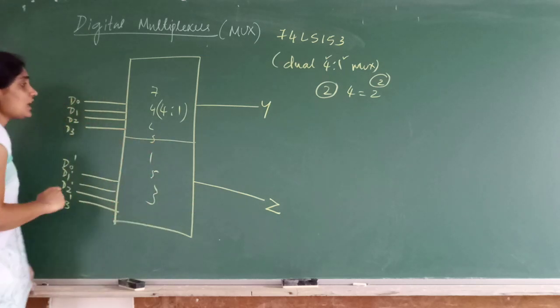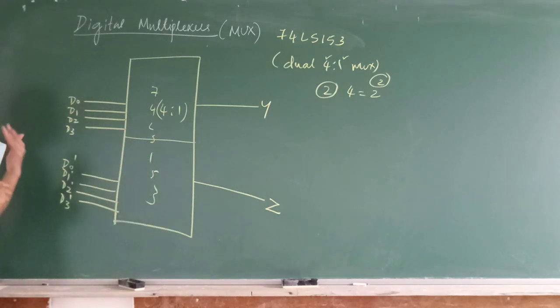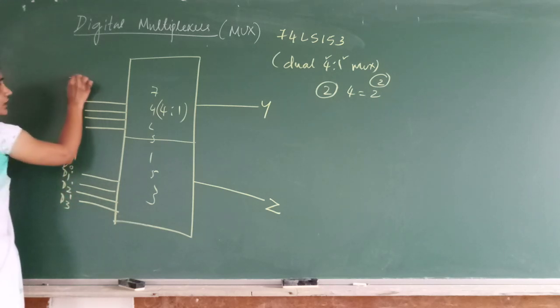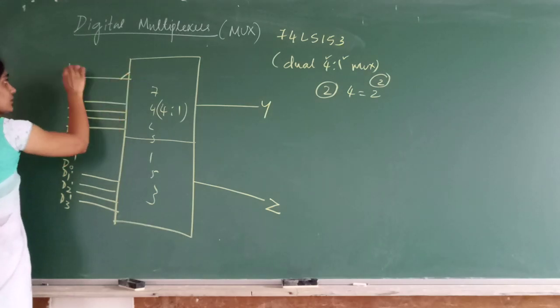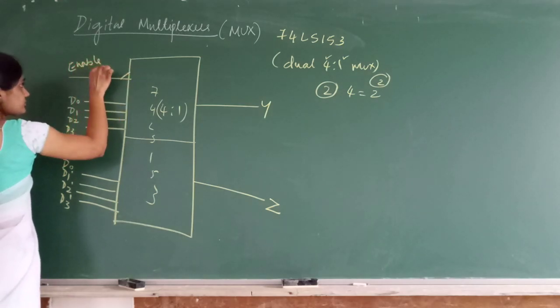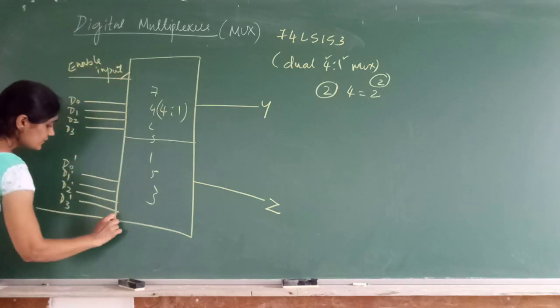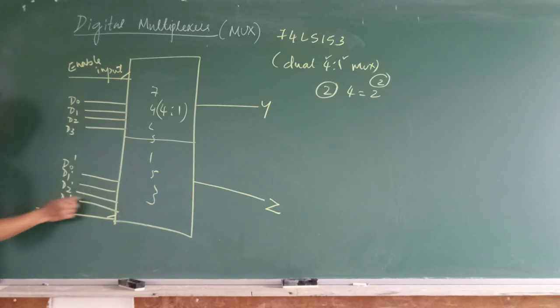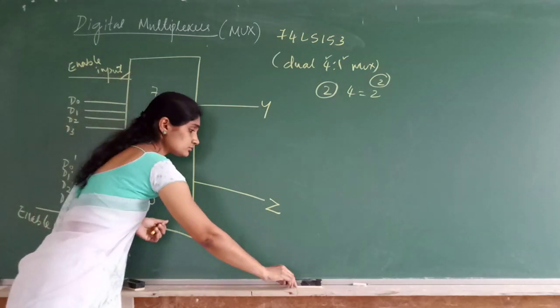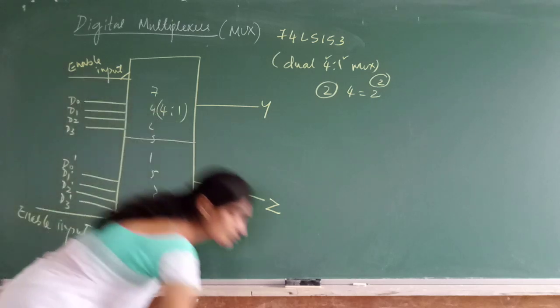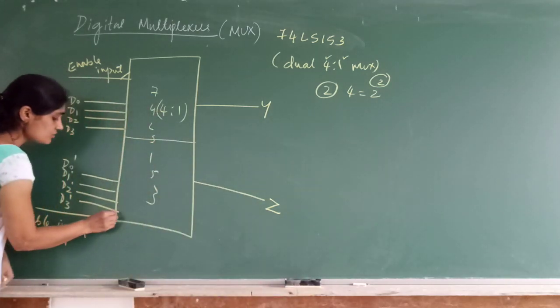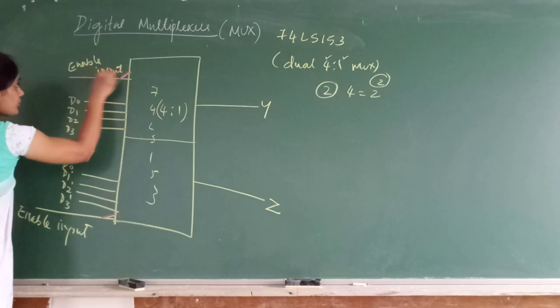Along with this, just like how we have enable inputs for decoders and encoders, for multiplexer also we have an enable input, that is active low. So this is the enable input. We have separate enable inputs for both the multiplexers. So one more enable input we have, that is active low, for the second mux. This is very important.